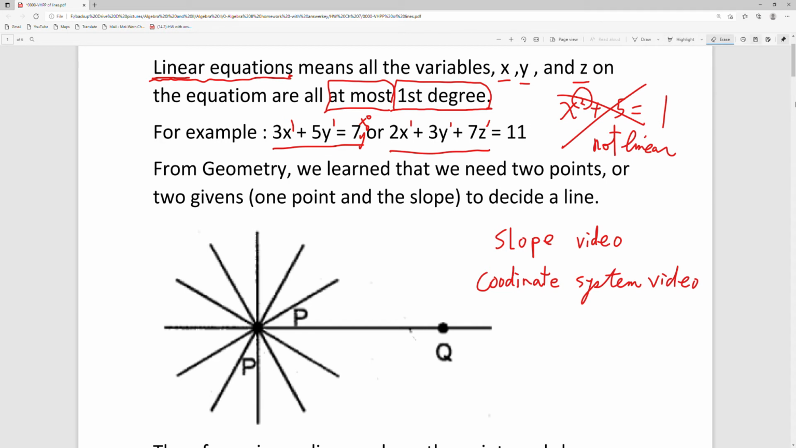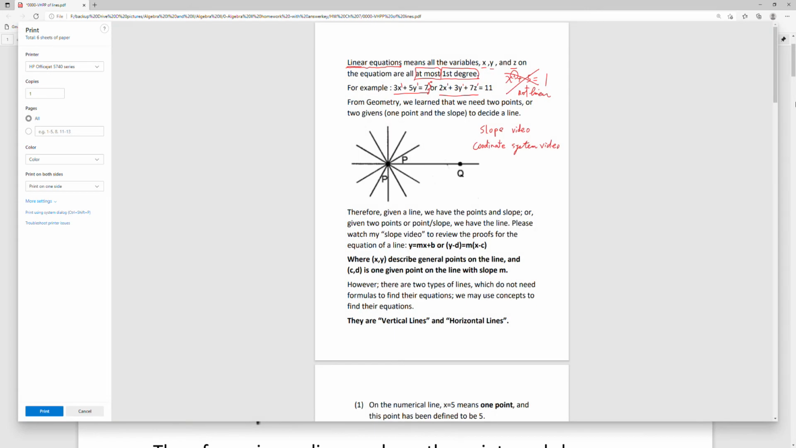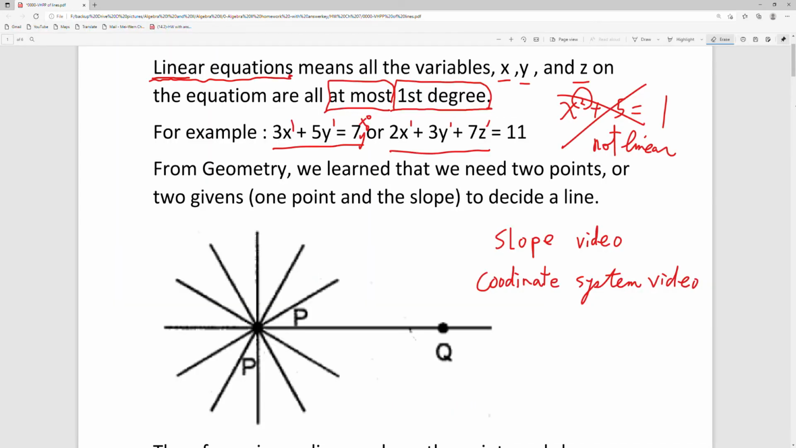And then keep going. We have to talk about the geometry. From the geometry and from the last video, we talked about you need 2 points to decide a line, meaning 2 givens.